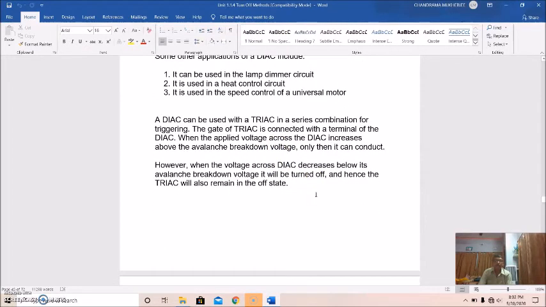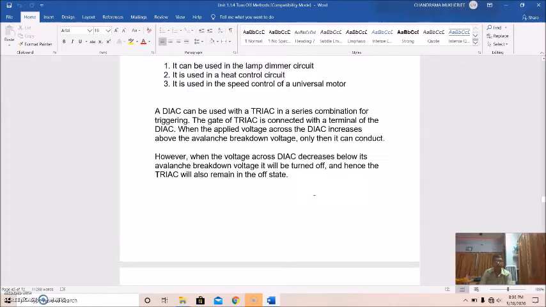Or a DIAC can be used with a TRIAC in series combination for triggering. The gate of a TRIAC is connected with the terminal of the DIAC. When the applied voltage across the DIAC increases above the avalanche breakdown voltage, only then can it conduct. However, when the voltage across the DIAC decreases below its avalanche breakdown voltage, it will be turned off, and hence the TRIAC will also remain in the off state.